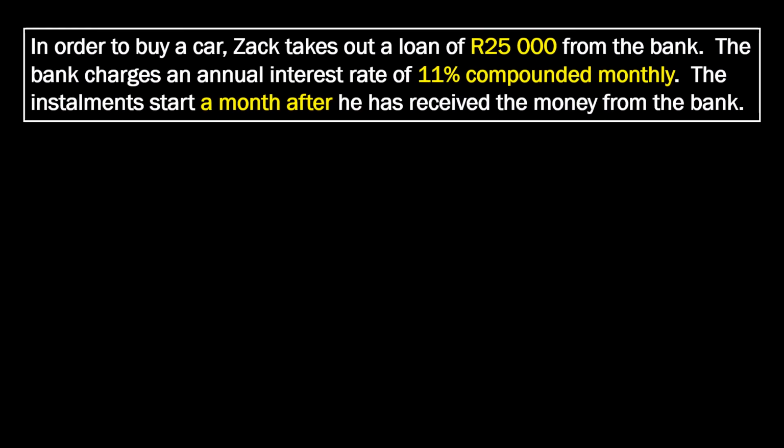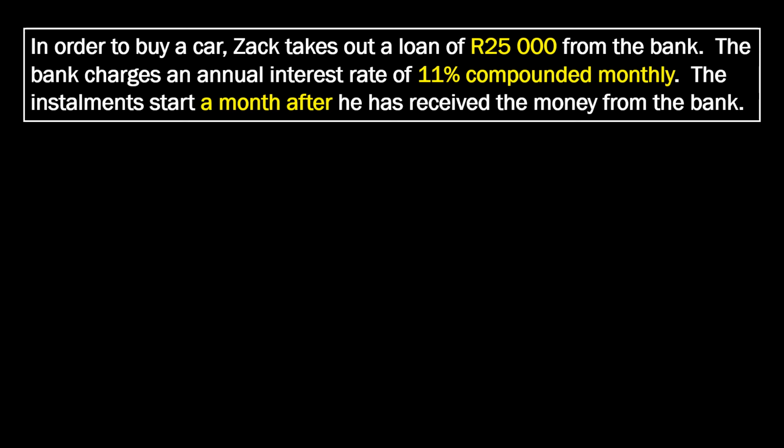Another example: in order to buy a car, Zach takes out a loan of 25,000 from the bank. The bank charges an annual interest rate of 11% compounded monthly, that is the rate. The installments start a month after he has received the loan. We must have that 1 month gap, so that you use the formula.